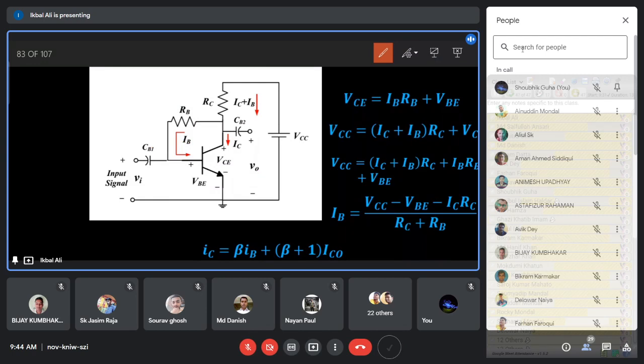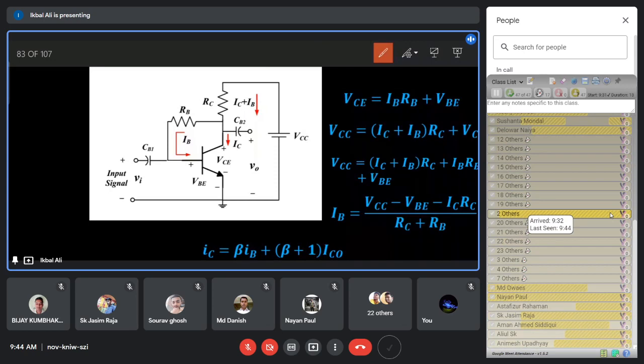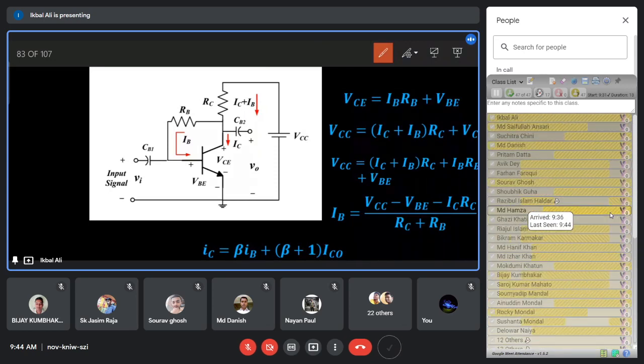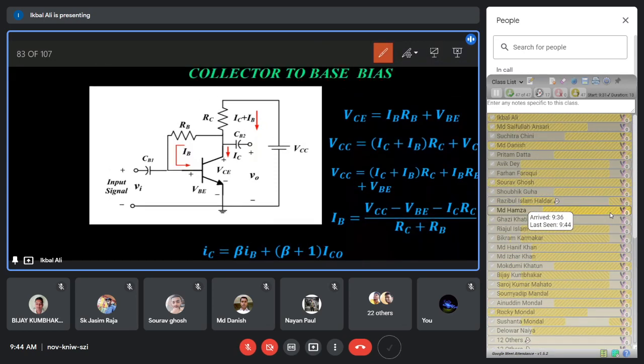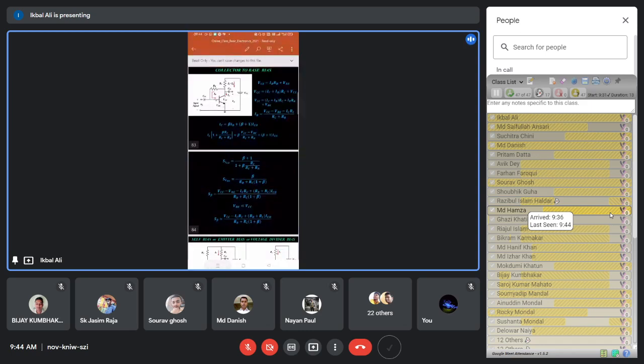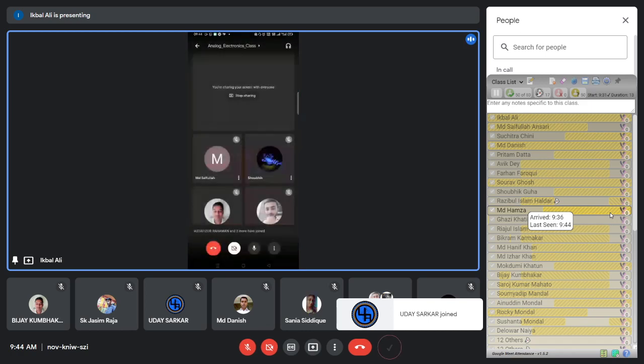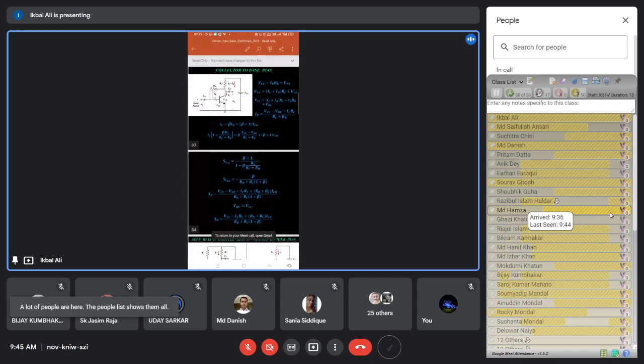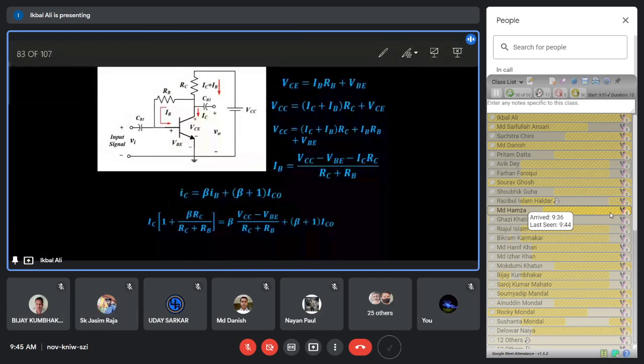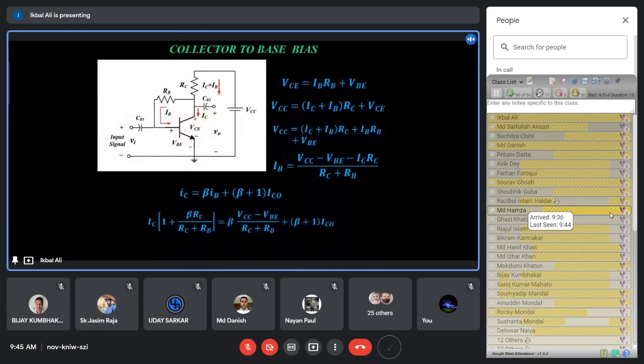I hope you can understand how the modification has been done with respect to the fixed bias circuit. In the fixed bias circuit, both RB and RC are directly connected to the VCC, but in this case RB is not connected to the VCC. It is connected between the collector and the base of the transistor. Now, this slight modification will improve the performance of this biasing circuit.